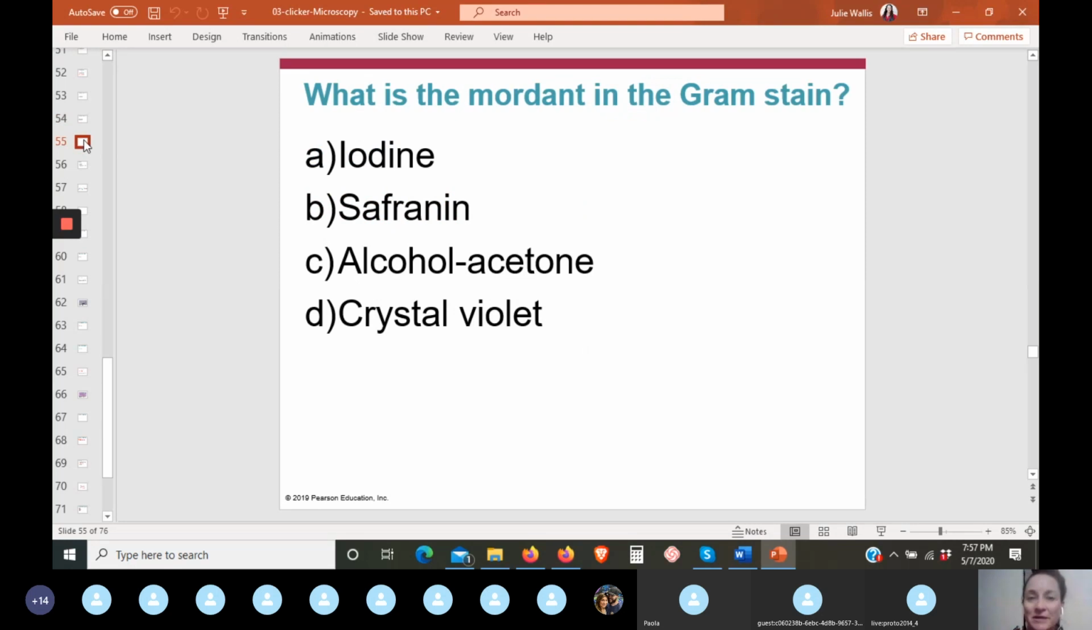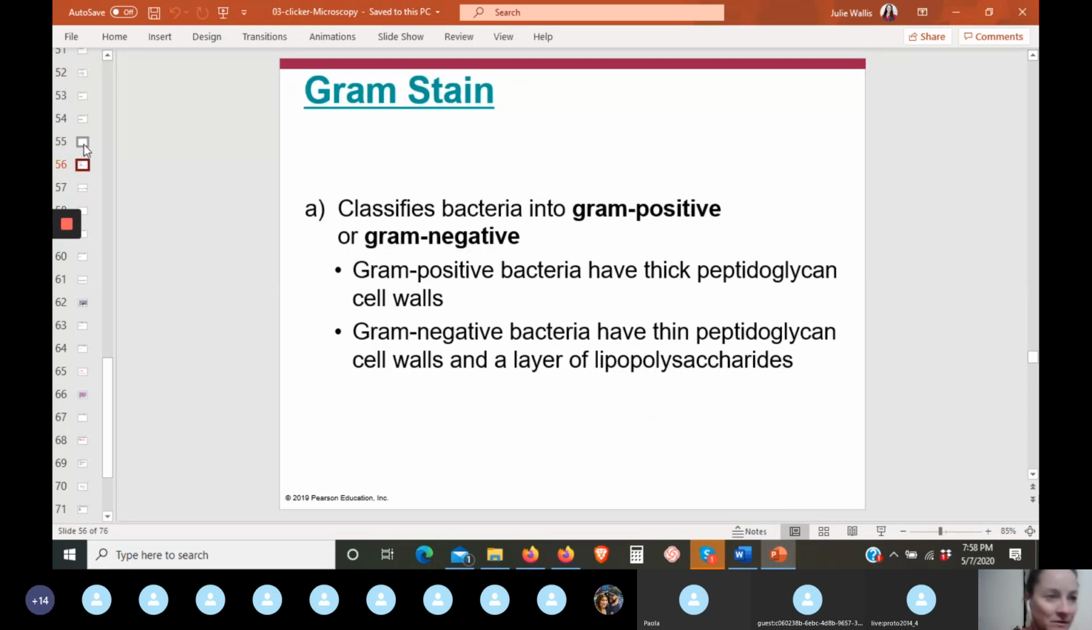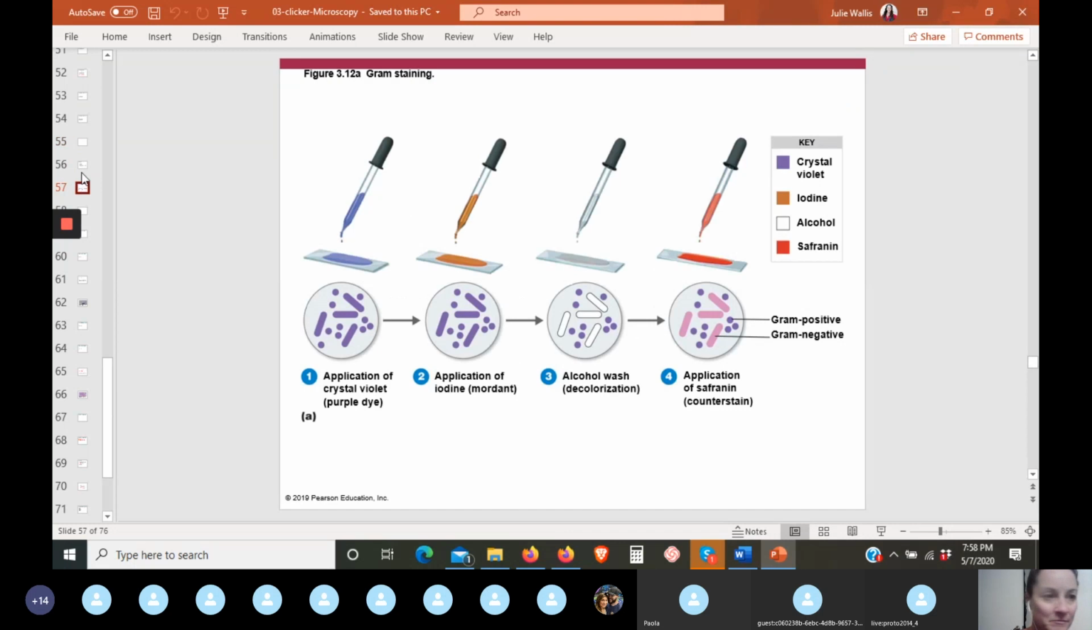Okay, getting into the gram stain technique. There's several things you're going to need to know about the gram staining: the steps of the process, what order the steps go in for the different staining steps, and then the function of each one of these, and then what color the gram positive and gram negative bacteria will be after the staining. So mordant in the gram stain is, uh-oh, my answer slide went bye-bye.